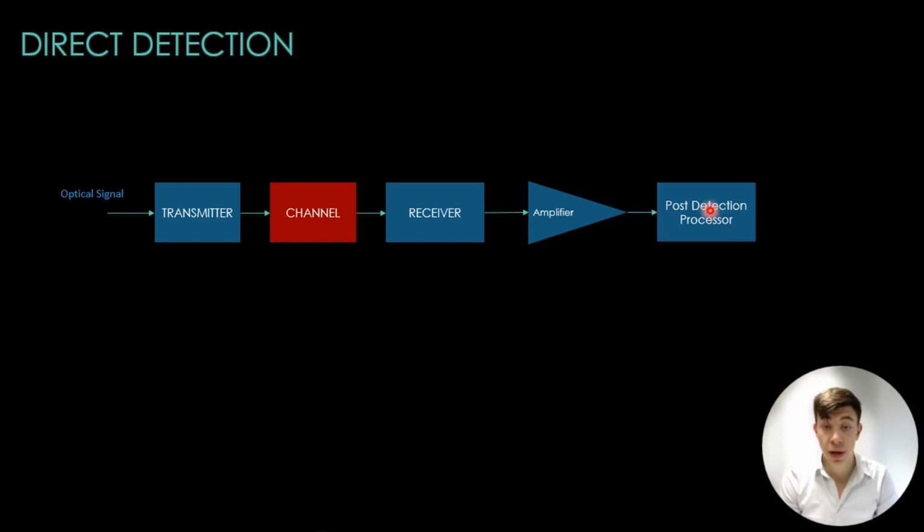Post-detection processor: the amplified signal then undergoes post-detection processing. This involves filtering, demodulation, and error correction to recover the original transmitted information. Received information: finally, the processed signal yields the received information, completing the FSO communication link.